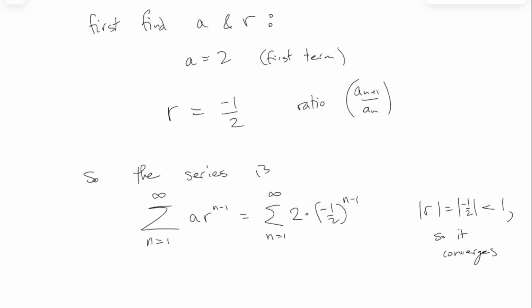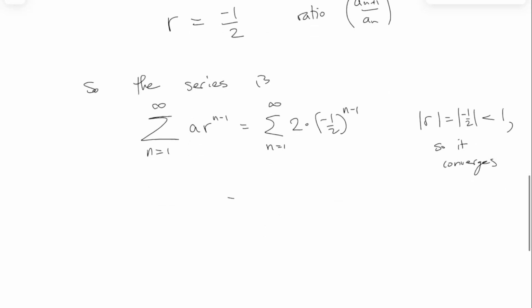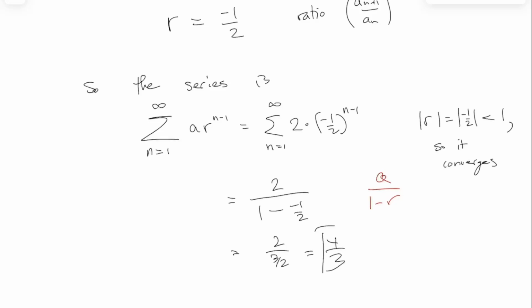And what does it converge to? You just have to remember this formula: a divided by 1 minus r. In this example, that would be 2 over 1 minus -1/2. Make sure you keep the minus sign. If r happens to be negative, it matters. This formula, remember, is a over 1 minus r. And then you can simplify this a little bit: 2 divided by 3/2, which is 4/3. That's what it adds up to.